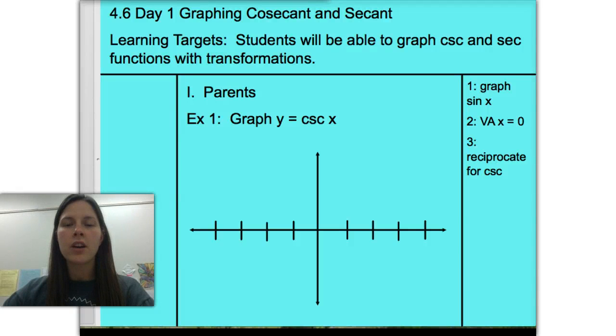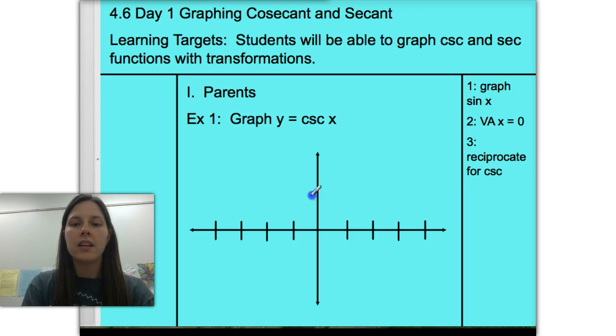So today we're going to learn how to graph the reciprocal functions cosecant and secant. If you look off to the right, I've got a little note for you. What we're actually going to do is graph the sine or cosine function and then find the reciprocal at a couple of points until we get an idea of what our new graph looks like. Cosecant is the reciprocal of sine, so we're going to start by graphing the sine function.